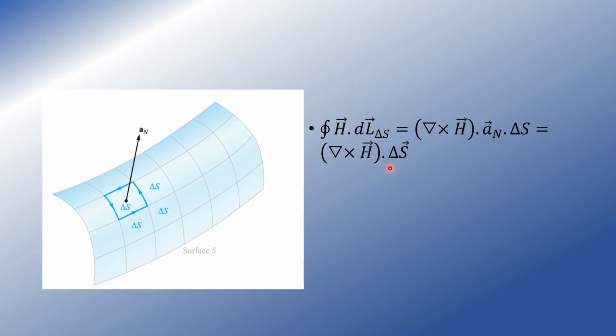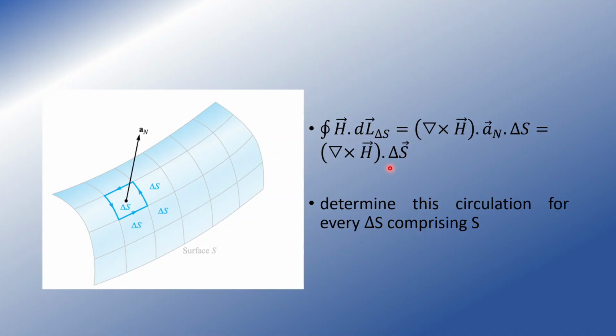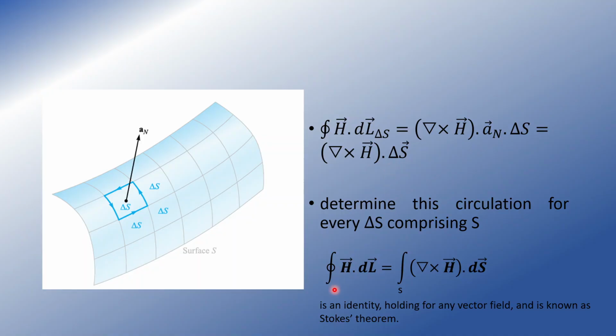That RHS becomes a surface integral, and we can apply it to the larger area. So this is how our equation will turn up. Now this dl is the perimeter of the larger area. The line integral of H dot dl will be equal to the surface integral of curl of H dot dS. So this is an identity holding for any vector field, and this is called Stokes theorem.